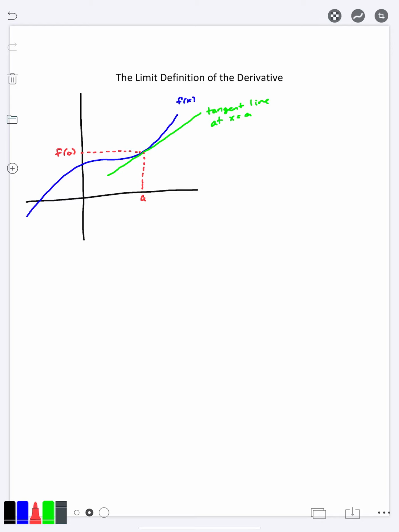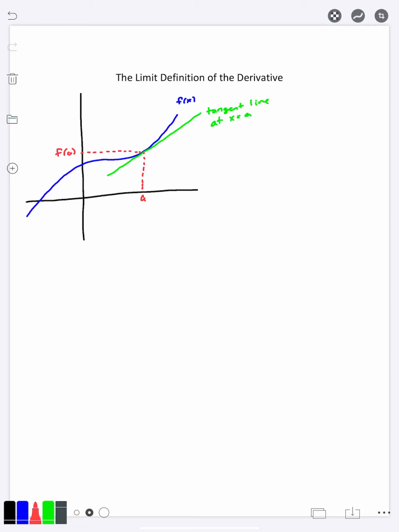Video, we're going to use limits to solve the first of the two fundamental problems in calculus. And we talked about that in the very first video. The idea is we have some random function f of x here. We are trying to find the slope of that function at a certain point.